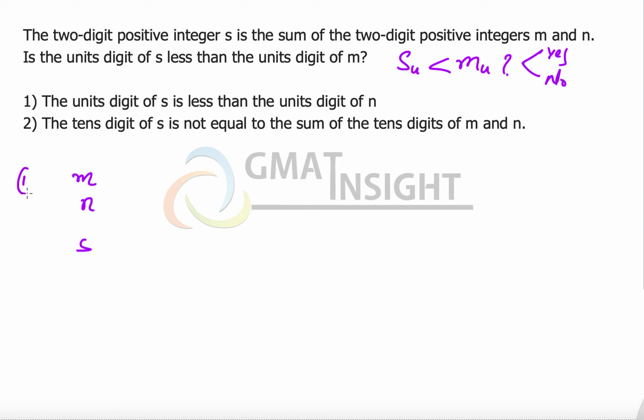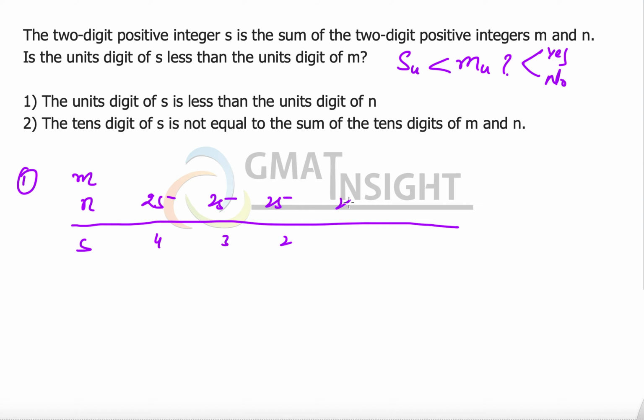Let's read the first statement, which says that the unit digit of s is less than the unit digit of n. So let's assume some unit digit of n. With some examples, we will try to understand how exactly things are changing about the unit digit. So I'm taking, for instance, the value of n as 25. Now the statement says the unit digit of s is less than the unit digit of n. So for n equal to 25, the s may have unit digit less than 5, which means either 4 or 3 or 2 or 1 or 0, right?